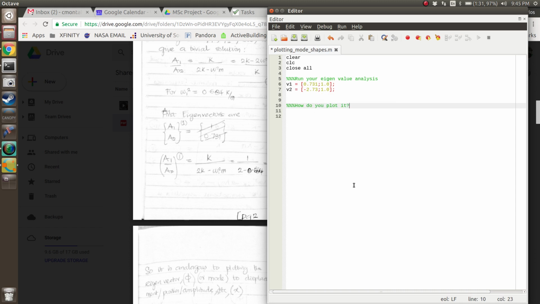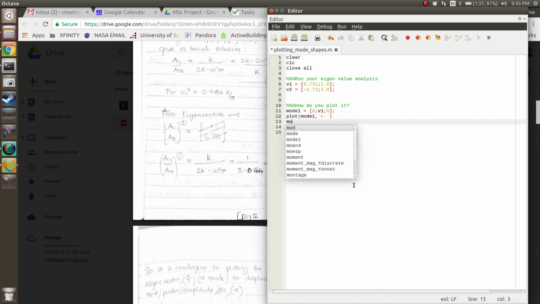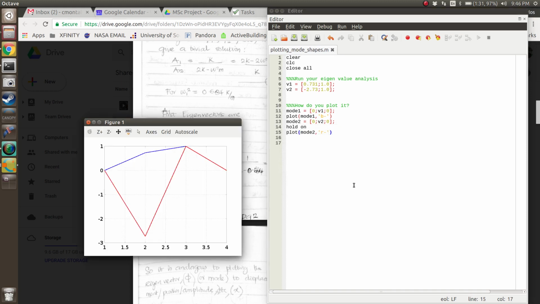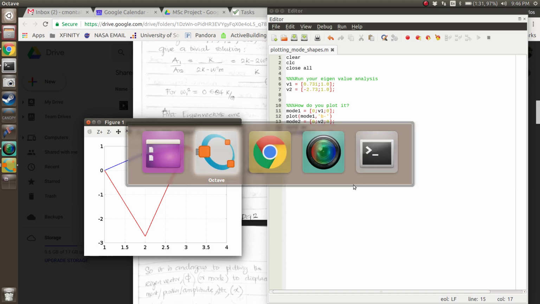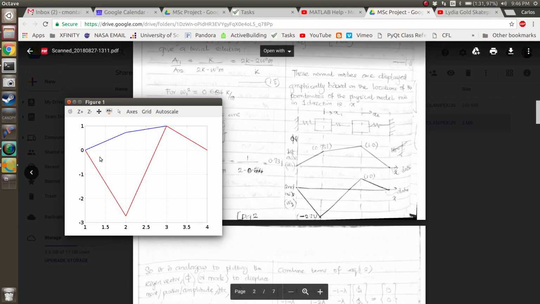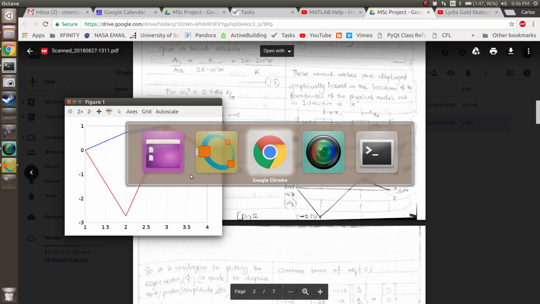How do you plot it? What you really want to do is make a mode 1. I'm going to say 0, and then I'm going to augment it with V1, throw a 0 at the end of it, and then plot mode 1 in blue. And then I'm going to say mode 2 is 0, V2, 0, and then hold on, and then plot mode 2 in red, and then hit F5, and I should get my two modes, and it looks like I do. Here and here, these are both 1, so you basically get them in the same spots. They kind of overlap.